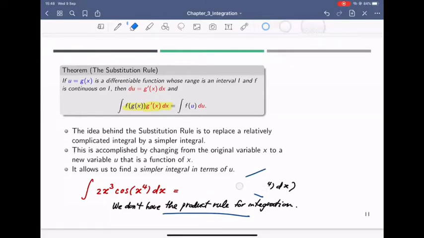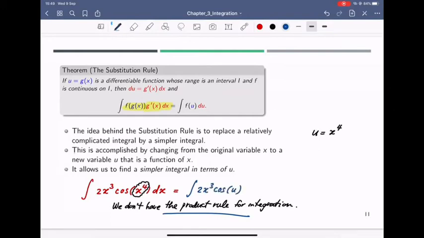Also, if you look at the equation that I have here, I can change my variable from x to the 4th power to u. So if I let u be x to the 4th power, what happens is I am going to simplify my integral to the integral of x cubed cosine u, right?